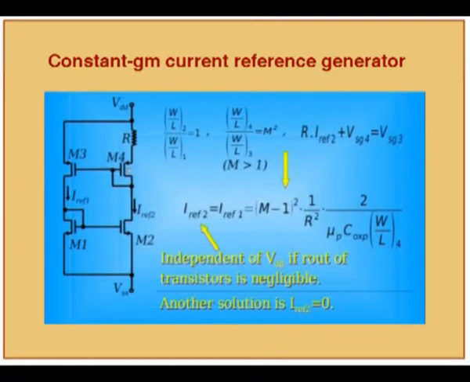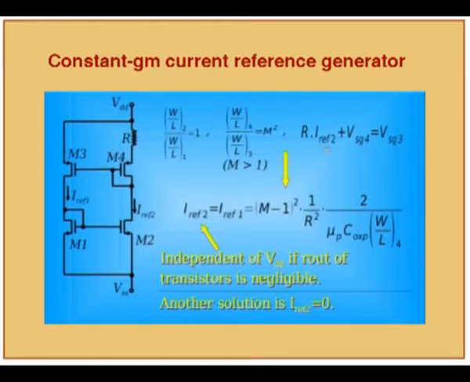So if we give a smaller aspect ratio to M4 than M3, then this circuit is impossible to bias. So it is very important for the reference circuit itself to get biased properly. That's why we need to have M greater than 1. Now if you write the equations, it's very easy.